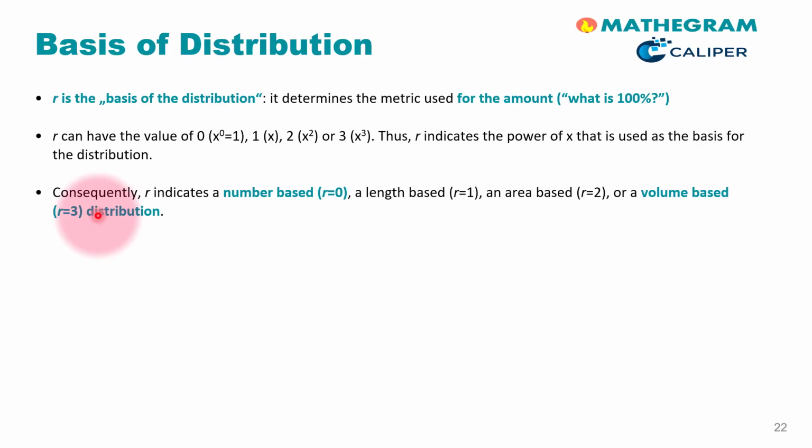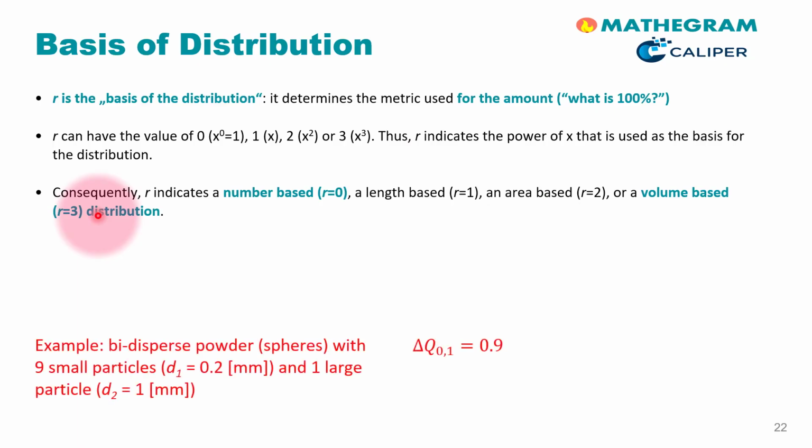We can best illustrate this with the following example. Consider a bidispersed powder with 9 small particles with diameter d1 0.2 mm and 1 large particle with diameter d2 1 mm. If we consider a distribution with the basis R equals 0, so number based, we see that the relative number based amount in class 1, i.e. the small particles, is 0.9. So 90% of the particles, number based, are small.